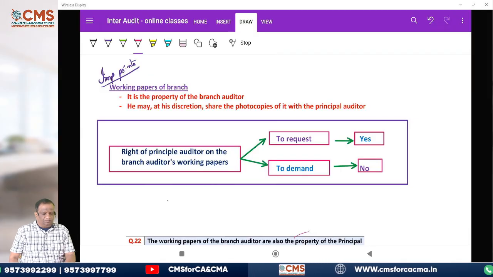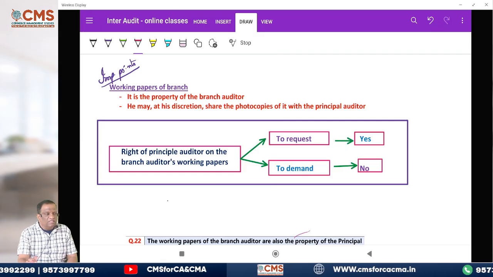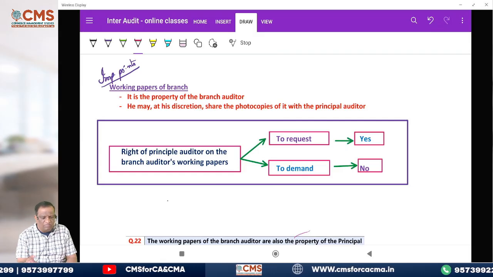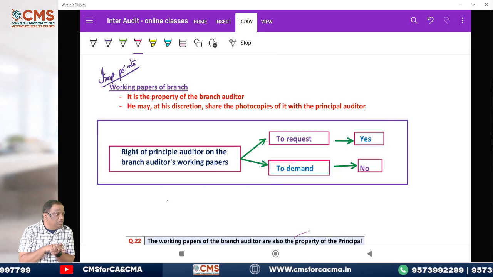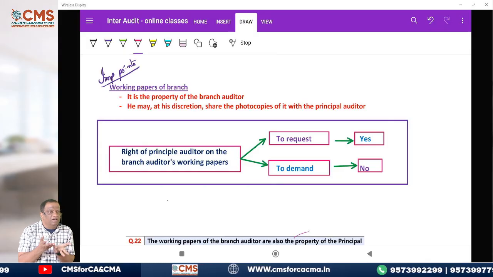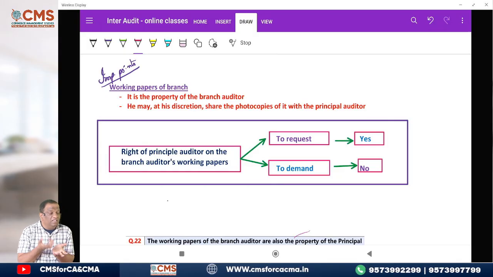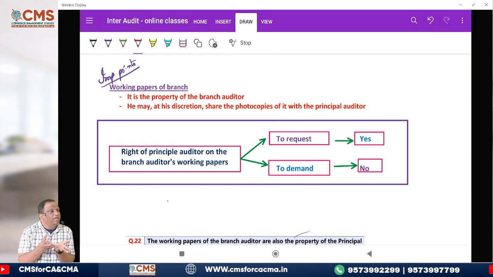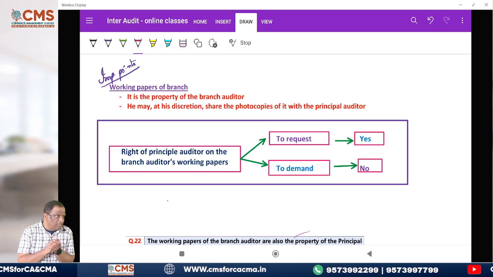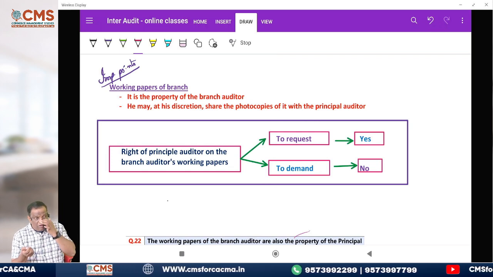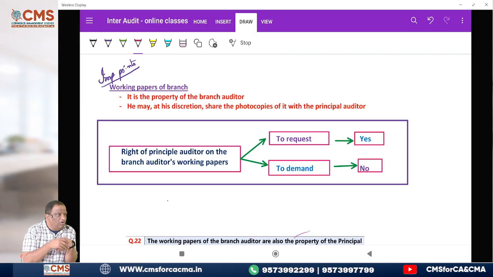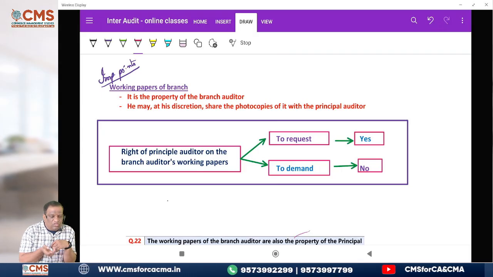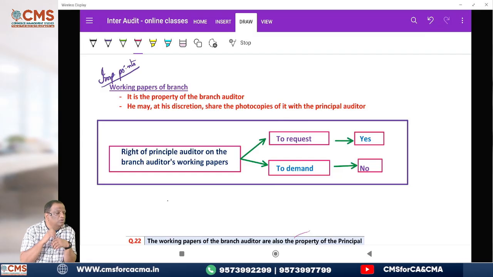I will ask you. Before this, there are two more points which you are comfortable with, so I am taking them a little quickly. Whose property is the documentation? Auditor's property. And in whose custody will this documentation be? Auditor's custody, because he is the owner of it. In that background, one question can come. If there is a branch audit and the principal audit, whose property are the branch audit working papers?